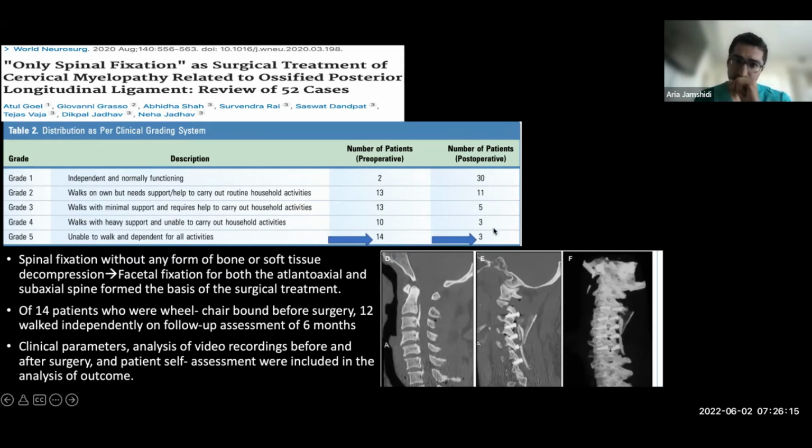And he published that of the 14 patients who were wheelchair bound before surgery, 12 walked independently on follow-up assessment at 6 months. And his argument is that OPLL forms and progresses over time because of micromotion, and the best way to get rid of micromotion is to fuse it. And he thinks this is a method to treat these patients, which is interesting. Again, I don't want to say whether this is right or wrong, but I just wanted to put that out there because I thought it was an interesting way to go about treating these patients.